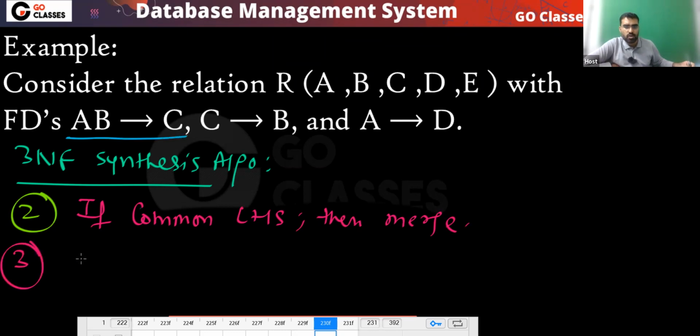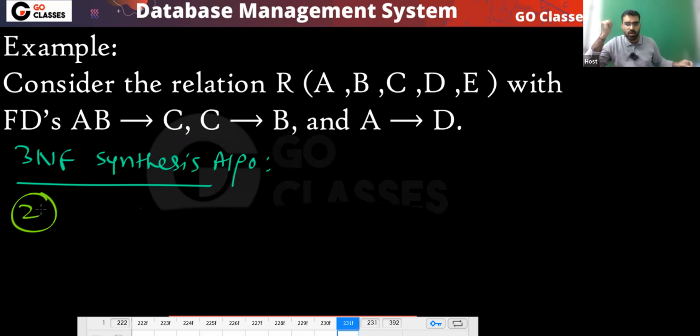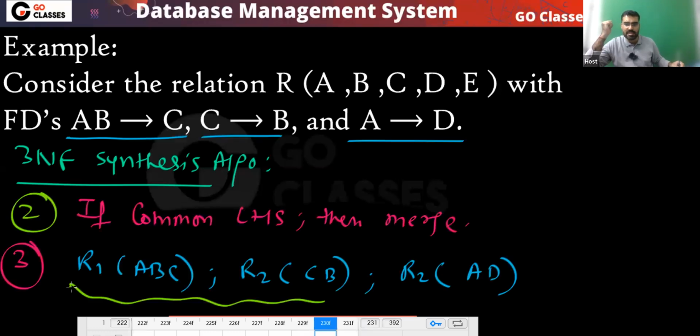Now you do this. One relation will be created for ABC. One relation will be created for CB. One relation will be created for AD. This is a very easy algorithm. Can you notice this is an extremely easy algorithm? Even if you want to implement it, you can implement it. What is step number 4? Step number 3 is this.